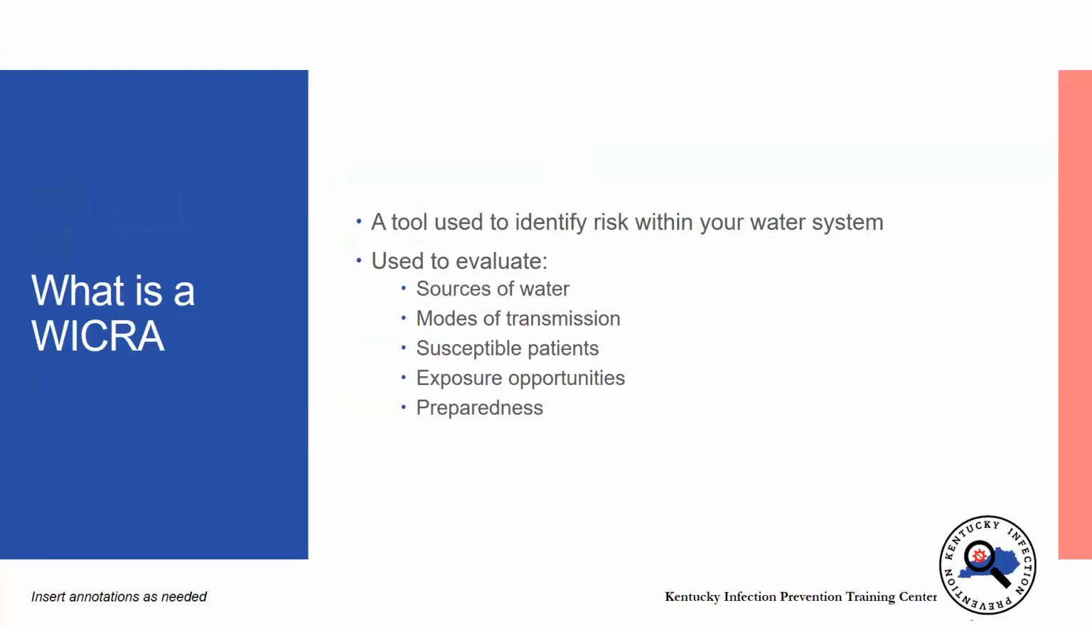So what is a WICRA? We know it's a tool used to identify the risk within your water system. You need to evaluate the sources of water. Is the water coming from your municipal supply? Is the water coming from some RO? Is the water sterile water? Where is the water coming from? What are the potential modes of transmission? What does that look like? Is the mode of transmission through aerosolization, droplets, ingestion?